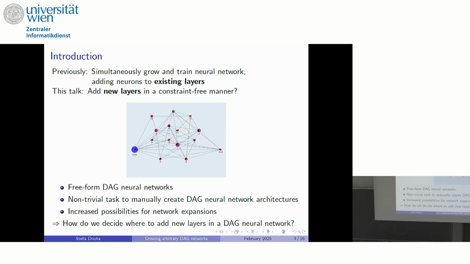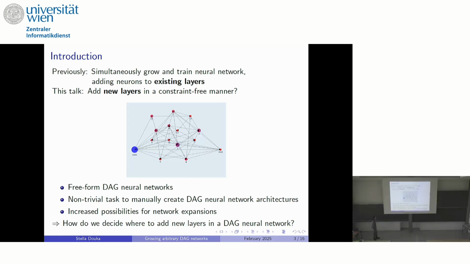This creates, of course, more possibilities of where the new additions can happen. This can be very computationally expensive. So this is a problem that we have to solve with the strategies of how to grow the networks. And the question that arises here is, how do we decide where to add these new layers, because the possibilities increase.